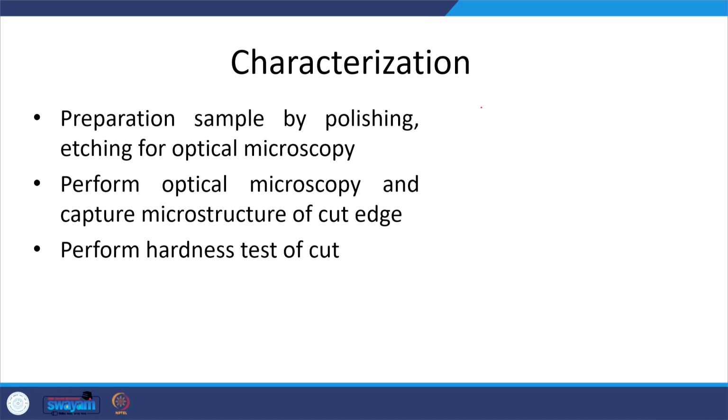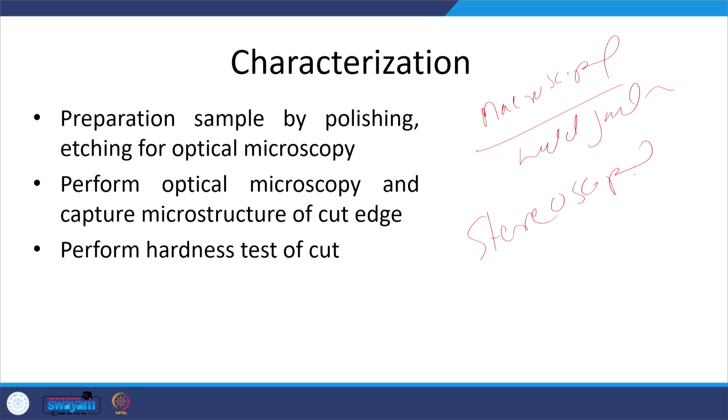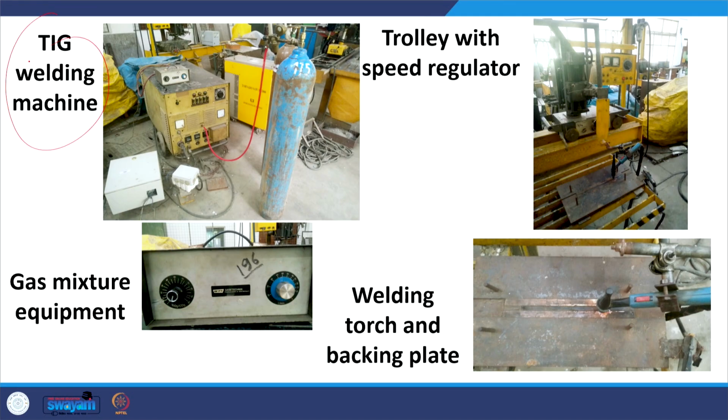So, it is very important that macroscopy of the weld joint is performed. For the macroscopy we basically use the stereoscope. For TIG welding we have to use one TIG welding machine.